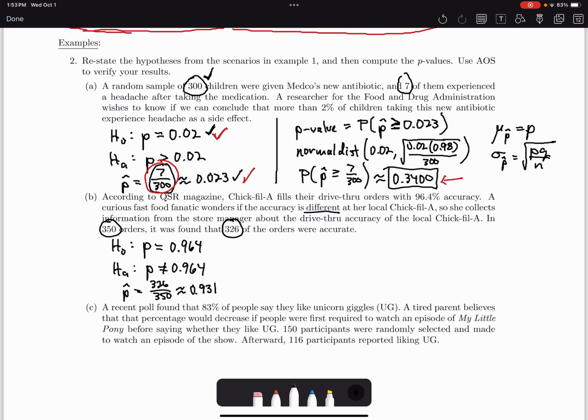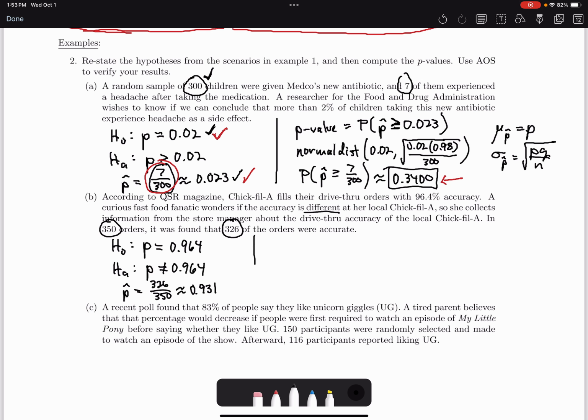Okay. So that is a little bit of a difference there for sure. About a 3%, a little over a 3% difference. So, okay, now is that enough of a difference for us to definitely conclude that this local Chick-fil-A is less accurate? Well, there's only one way to know that, and that is to compute the p-value.